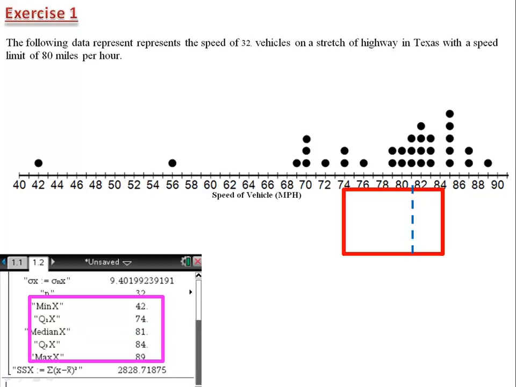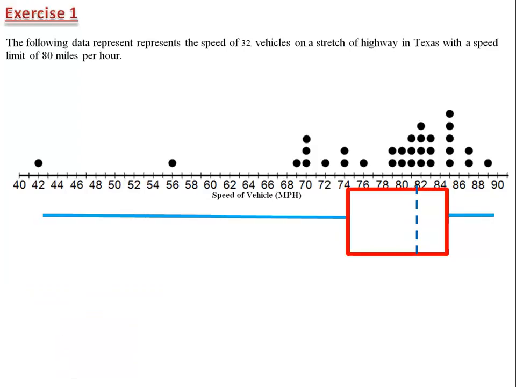Finally, I look at the minimum and the maximum values. The minimum is at 42, the maximum at 89. I draw the left-hand line out to 42 and the right-hand line out to 89. And now I've completed the box plot.